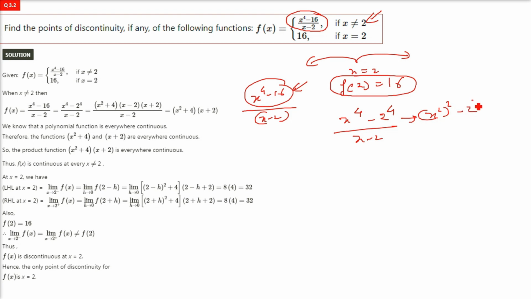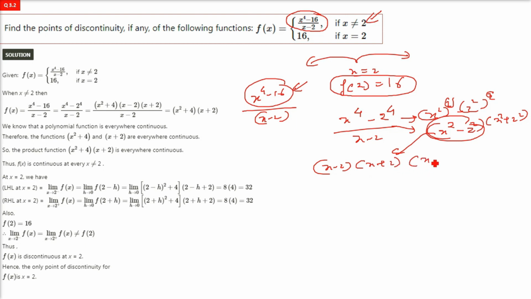x raised to 4 minus 16, we can write it as x square whole square minus 2 square whole square. I am doing the numerator. It can be written as a square minus b square, so a minus b, a plus b. So x square minus 2 square into x square plus 2 square. Now this can also be written as a minus b, a plus b, so x minus 2 into x plus 2. And then we have x square plus 4. In the denominator, we have x minus 2. So you can cancel these x minus 2. Now finally we have x plus 2 into x square plus 4.